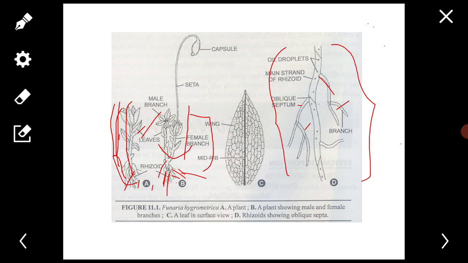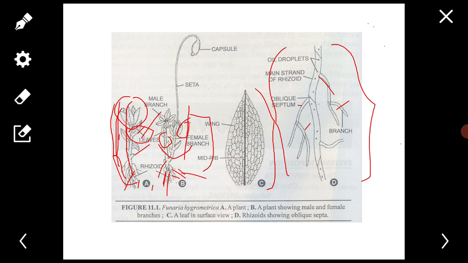Next, the leaves, that is this. The leaves are arranged spirally on the main axis and branches. The lower leaves are small and scattered, whereas the upper leaves are large and densely crowded at the apex.